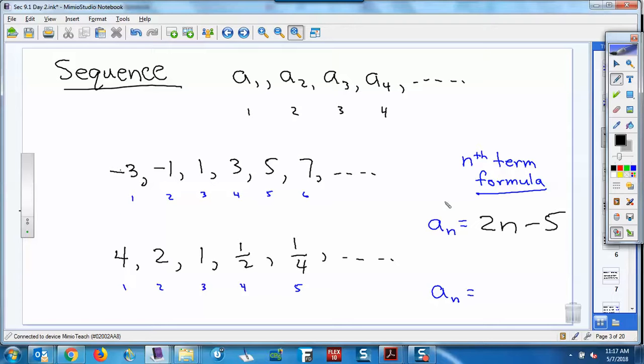Put a 1 in there. 2 minus 5 is -3. Now put a 2 in there. 4 minus 5 is -1. Now put a 3 in there. 6 minus 5 is 1, and on and on and on. And it works for every term. Okay? Now we look at this problem.